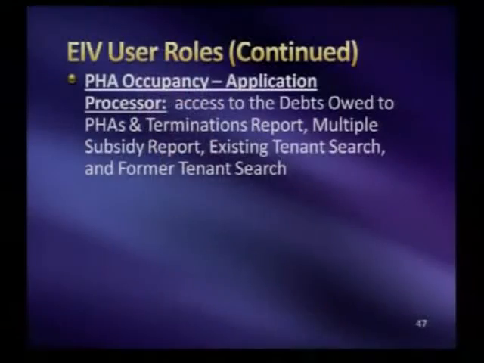This role we created for housing authorities because they said they had staff who process applications for public housing or housing choice voucher. They didn't need to see any income information because guess what? There is no income information for applicants, but they wanted to check EIV to see if they had an applicant who was a former tenant or an applicant who is a current tenant anywhere in the United States. So the application processor role is a limited role which allows you to do screening for applicants, not for income information, just for multiple subsidy or former debt or adverse termination information.